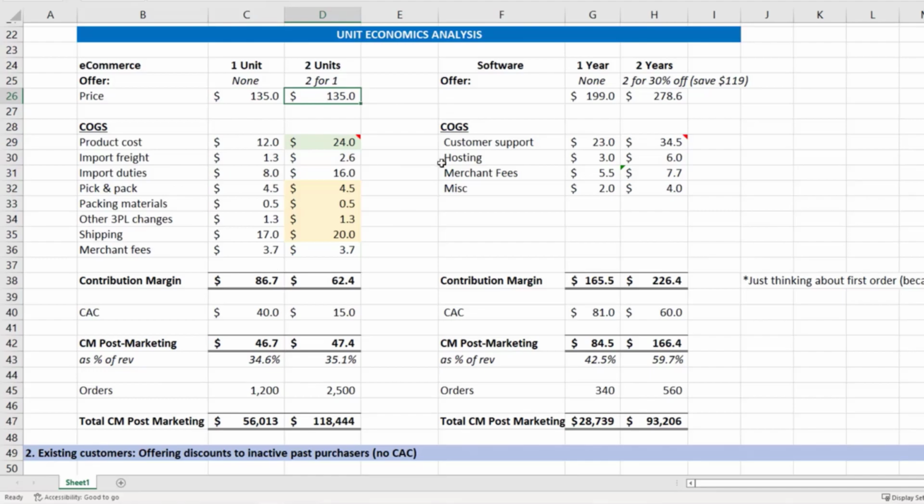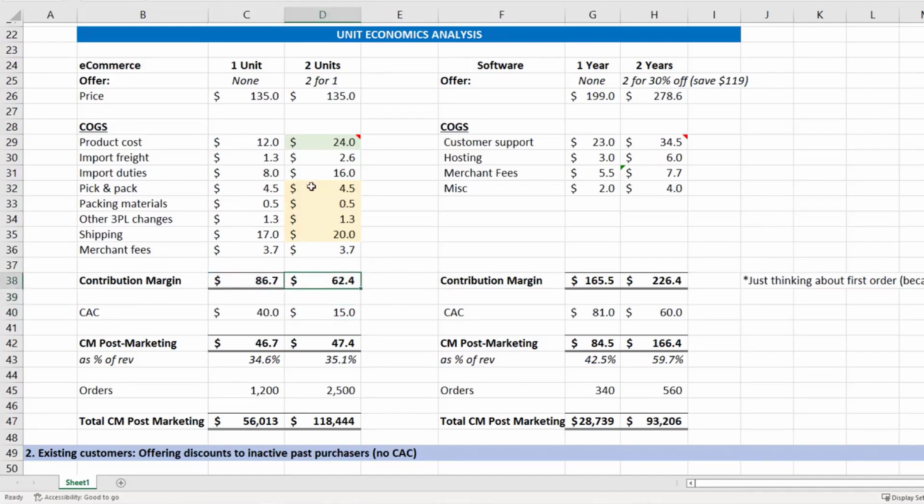So let's think about, if you're overstocked, what does that really look like? The product cost obviously will be double, the import freight will be double, import duties double. But pick and pack is usually a per order thing, so that's not going to go up. Packing materials, probably that's not going to go up. A lot of these other charges won't go up. Maybe shipping goes up a tiny bit if there's slightly more weight, but generally similar. Merchant fees, the percent that you pay of the 135, is going to be the same. And so you're able to give a customer a second product, which to them is worth $135, and it only costs you, let's look here, an additional $24 to do that.